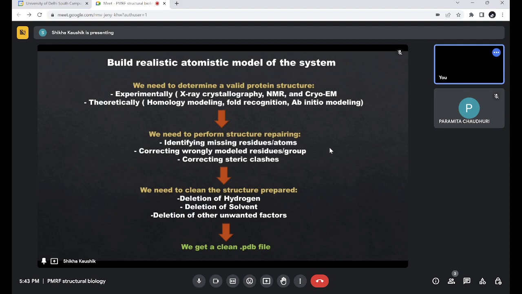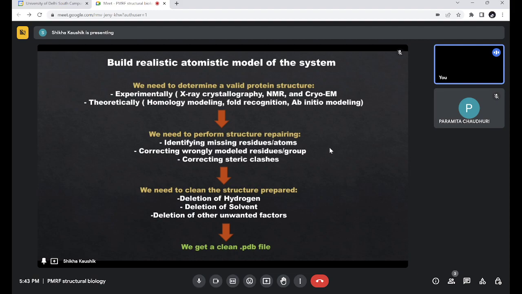Experimentally, you have available databases where you have structures achieved from X-ray crystallography, NMR or cryo-EM, and that file you can extract from the available database, which is the Protein Data Bank, and you can download the file. That structure is validated or achieved experimentally. But when you don't have any protein structure available, then you try to achieve a structure of that particular protein through theoretical methods. And you have three types of theoretical method: homology modeling, fold recognition, and ab initio modeling.